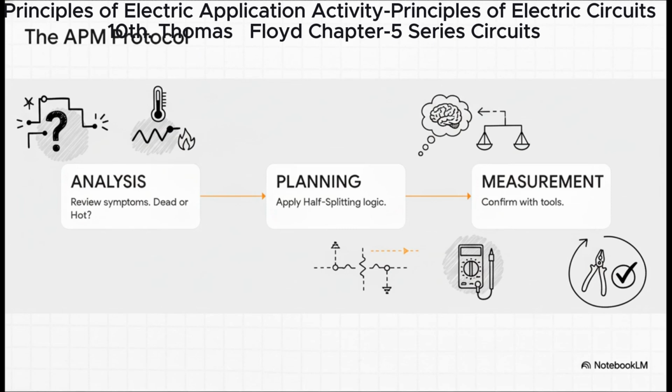First, you analyze the symptoms. Is the circuit dead? Is a light dim? Second, you plan your attack. Based on the symptoms, you form a hypothesis. And then, and only then, do you move to the third step, measurement, where you pick up your multimeter to prove or disprove your theory. I can't stress this enough. Good troubleshooting happens in your head before you ever touch the circuit.